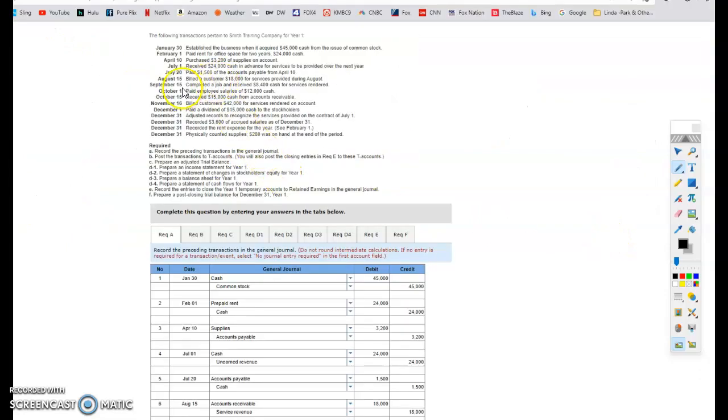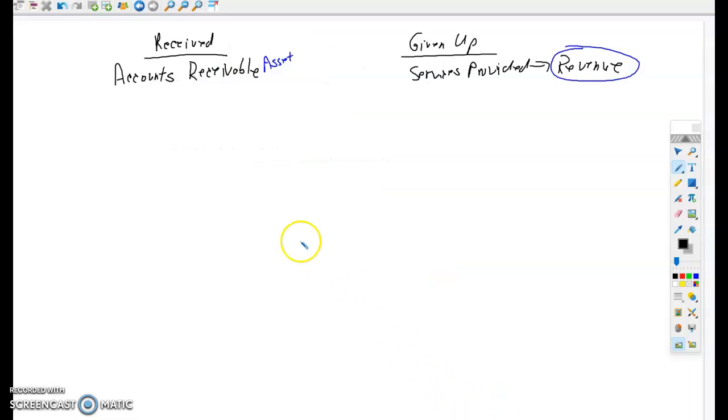Okay, let's go back. September 15, completed a job and received $8,400 cash for services rendered. Okay, the services have been provided and we collected cash for that. So this is more of an easier one. Relatively speaking, we're collecting cash and we're providing services. So cash is an asset. Services provided is revenue.